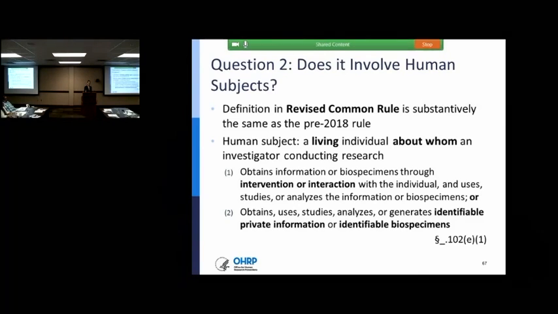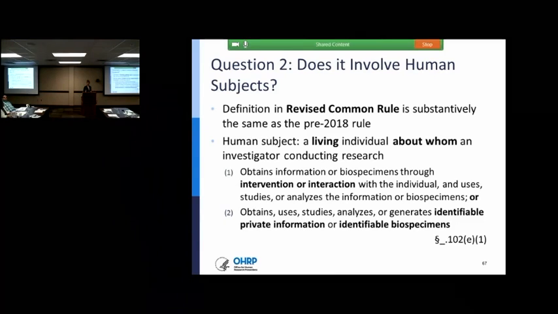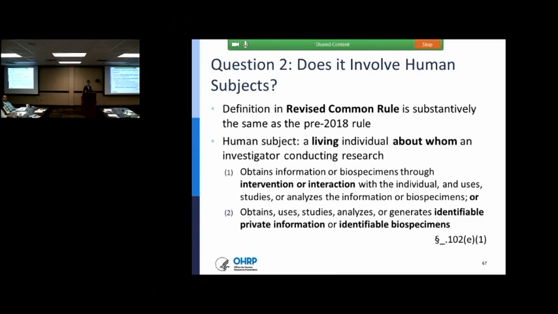But the human subjects definition is substantively the same as it was before. OHRP sees the additional language that was put into the definition. You'll see it's still about a living individual about whom the investigator obtains information or biospecimens through intervention or interaction with the individual, or obtains, uses, studies, analyzes, or generates identifiable private information or identifiable biospecimens. We're interpreting this as a clarification of the previous definition.